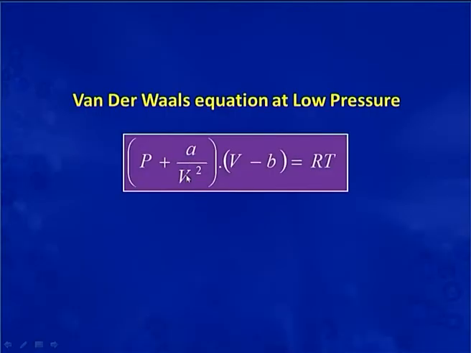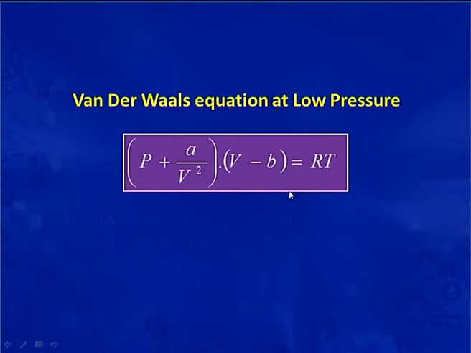Now, we are going to check the validity of the van der Waals equation. Let us start with the van der Waals equation at low pressure. The van der Waals equation is (P + a/V²)(V − b) = RT.